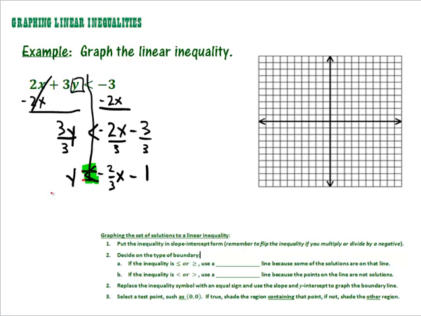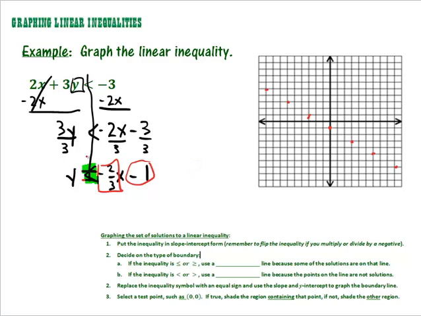We start with the y-intercept, negative 1. So let's plot that on our graph. And then we'll use our slope, which is negative 2 over 3. So I'll count down 2 and over 3. I'm going to do it a couple times. And I could also go up 2 and to the left 3. Okay, so that's where our line's going to be.